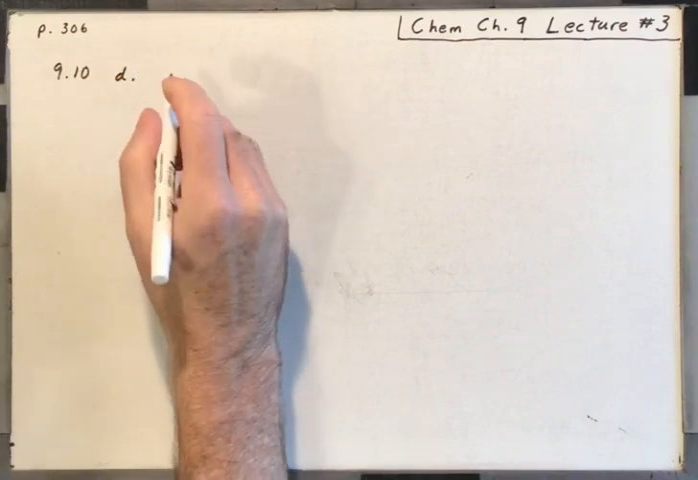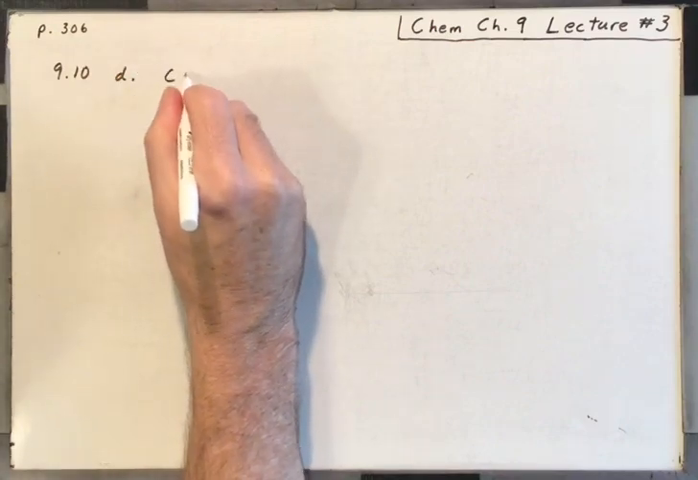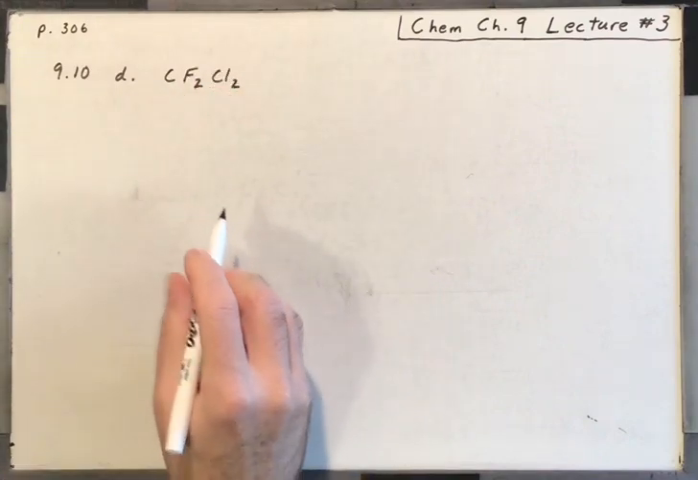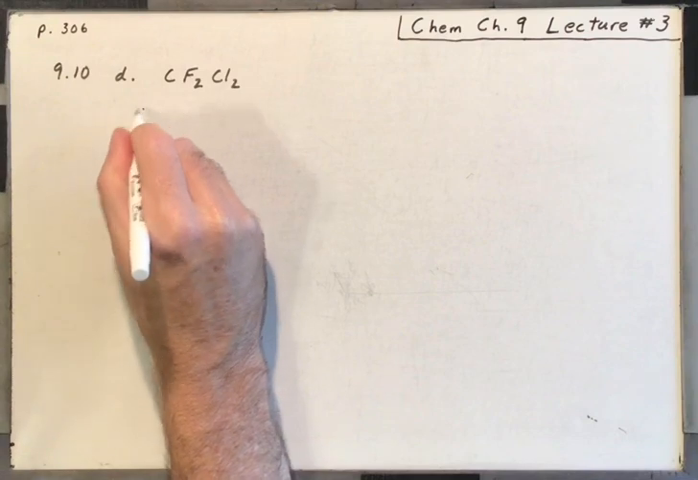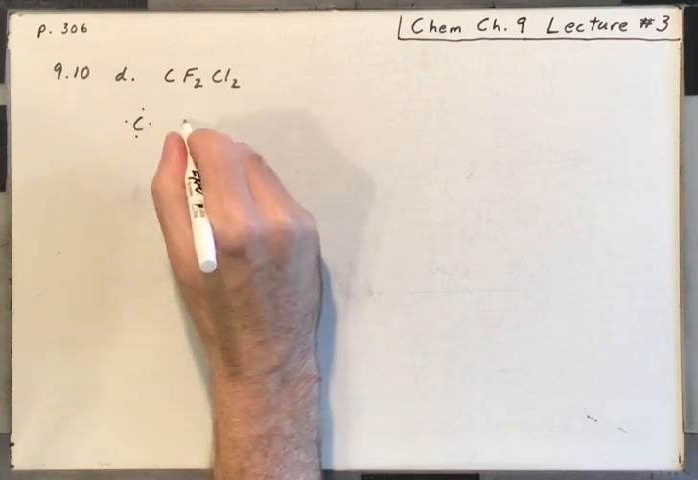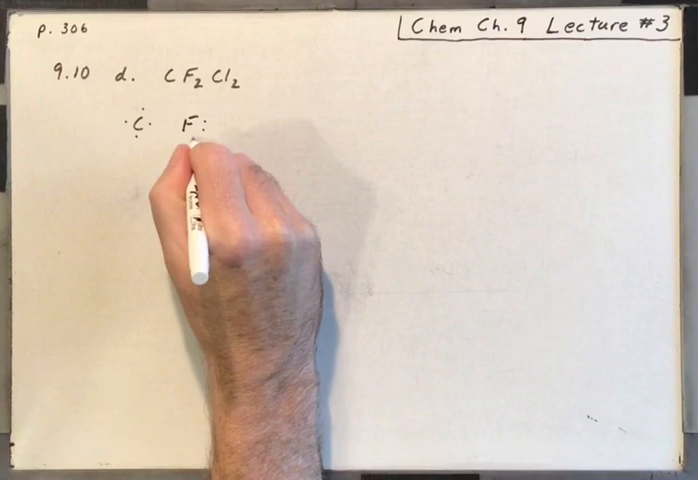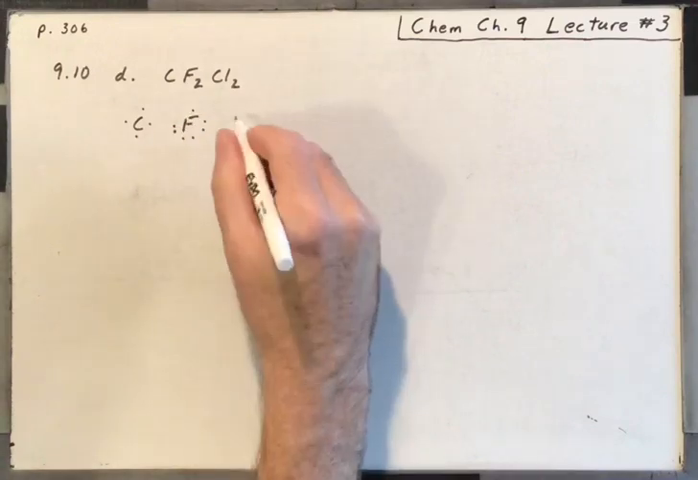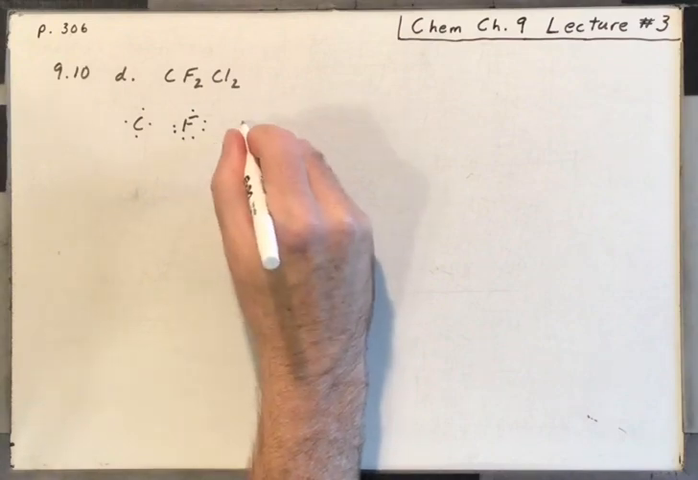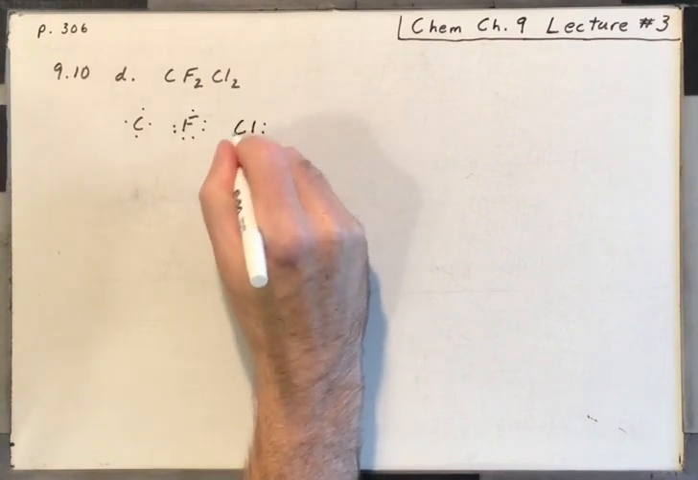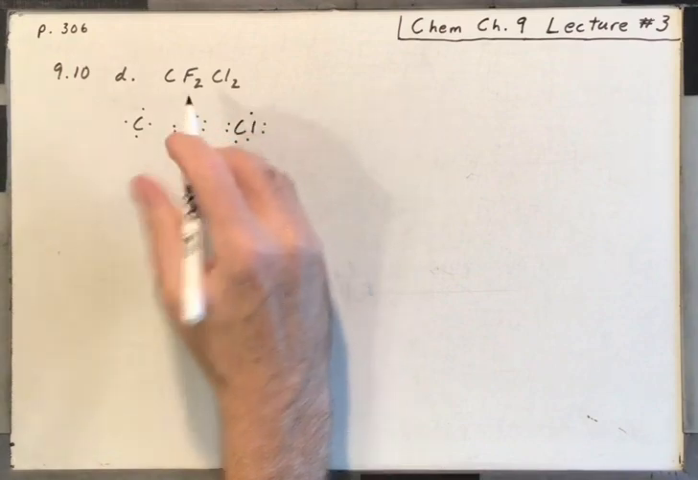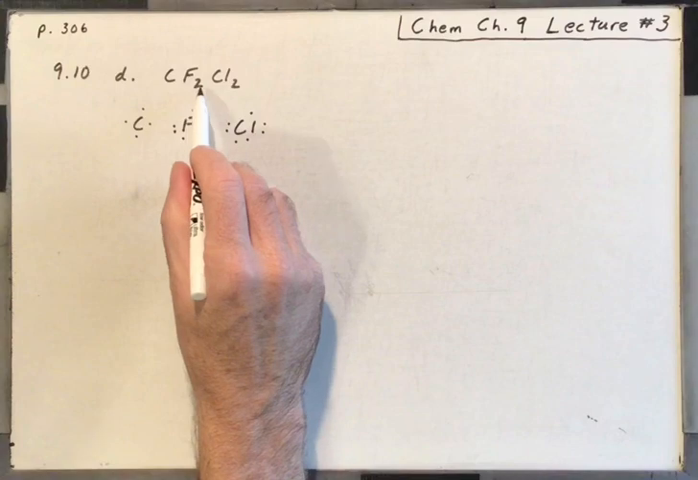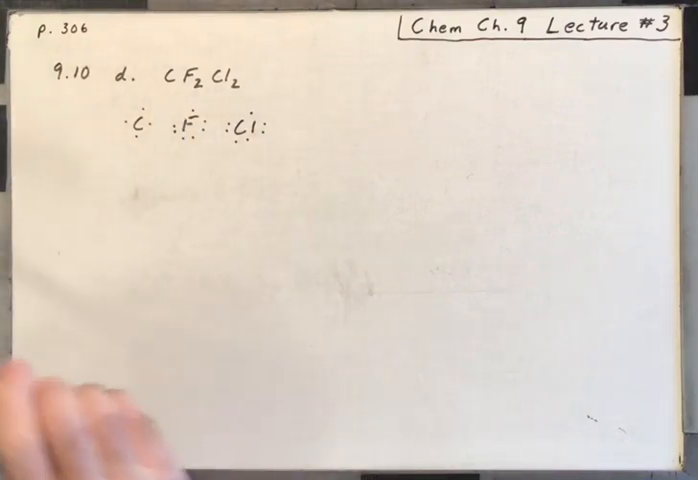All right, D, we have CF2Cl2. Okay, so carbon, we have 4 valence electrons. Fluorine in column 7, all right, has 7. 2 of those. Chlorine also in column 7. 1 open slot. So fluorine and chlorine can only take a single bond. There's 2 of them. All right, so 2 each.